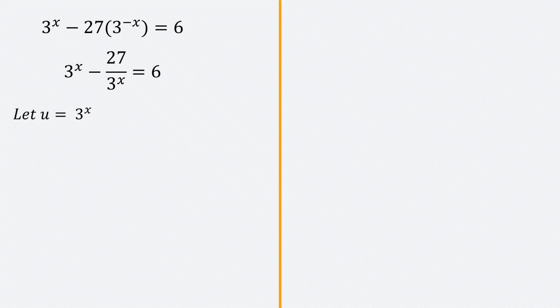Now the next thing we'll do is to replace 3^x with a variable. So I'll use u, right? So our equation now becomes u minus 27 over u equals 6.